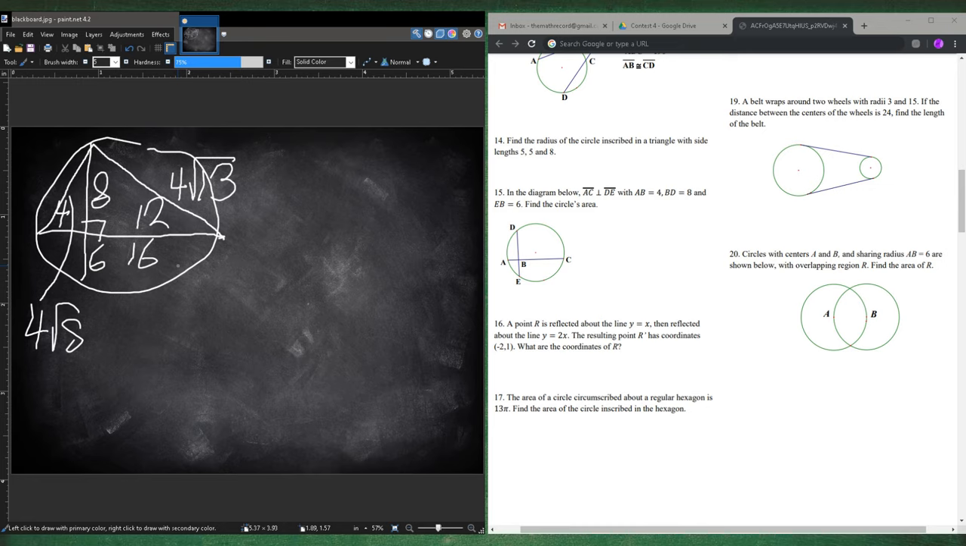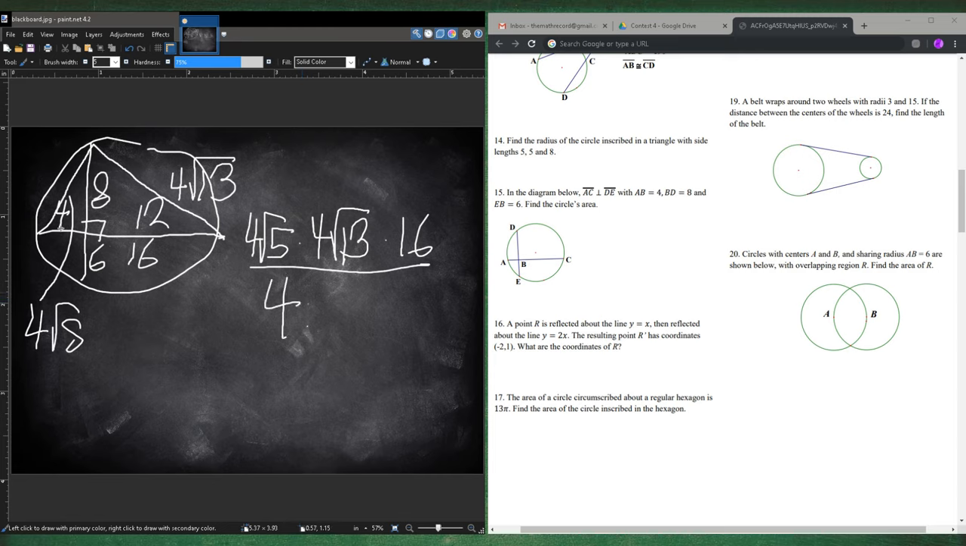So based on that, we use the formula for the circumradius, which is, if the side lengths are A, B, and C, then it's A times B times C, multiplying all the side lengths together, all over 4 times the area. So we have the side lengths, 4 square root 5 times 4 square root 13 times 16, all over 4 times the area.